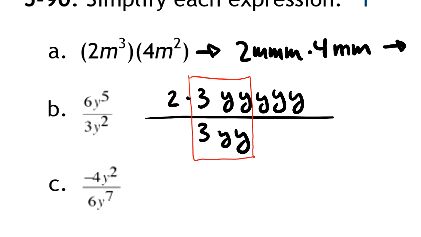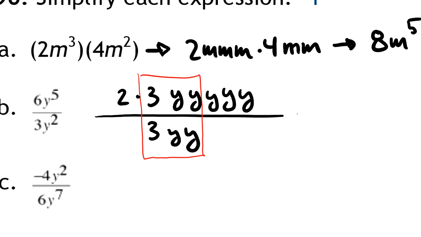So what we're left with in our numerator is we have a factor of 2 and 3 factors of y. So this becomes 2 and then y to the 3rd power.